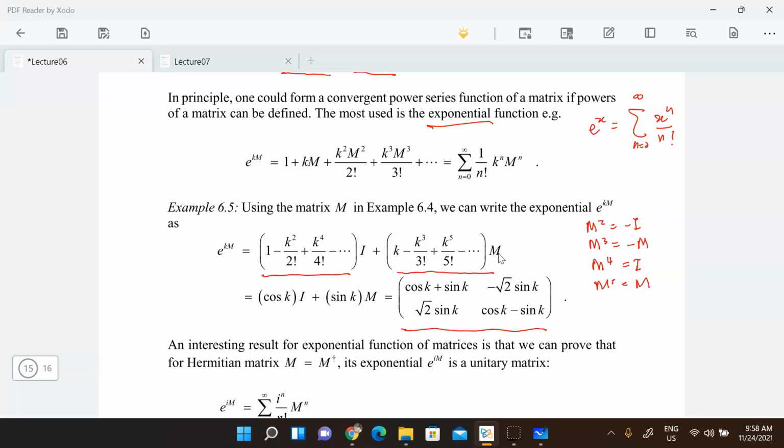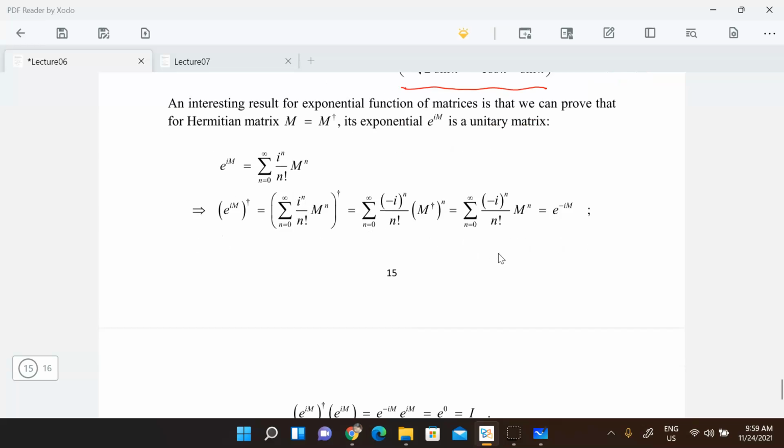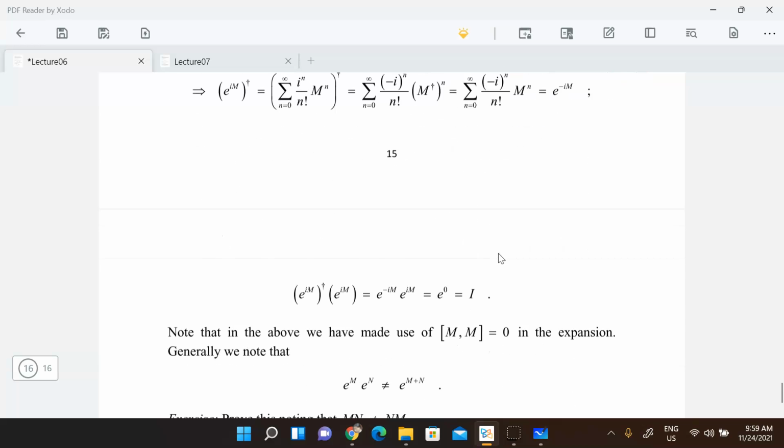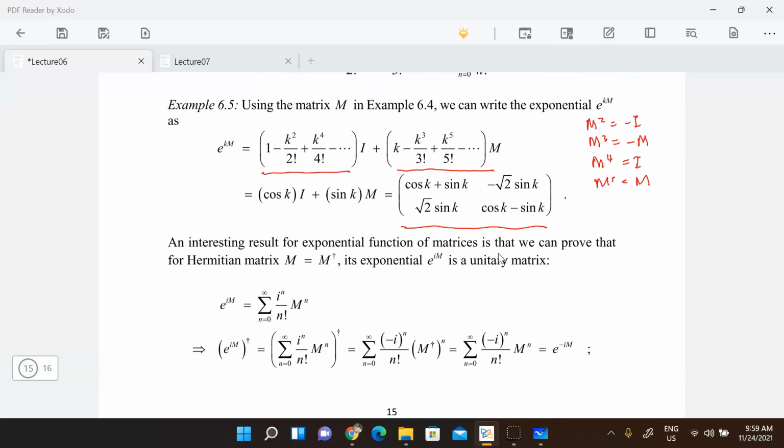Let me go to the last one before I finish off. Maybe I should leave that, because this is going to be important later on. So I'll stop there for today, and I will continue next week.